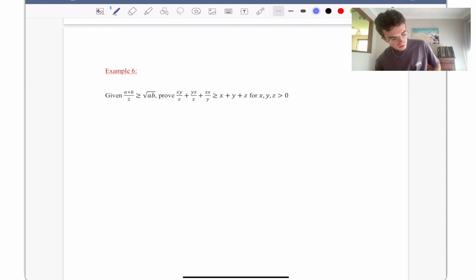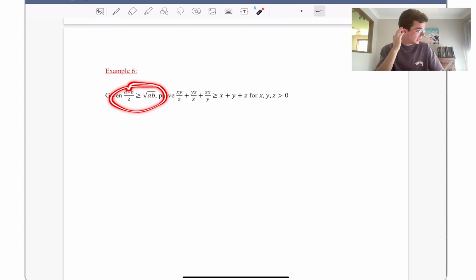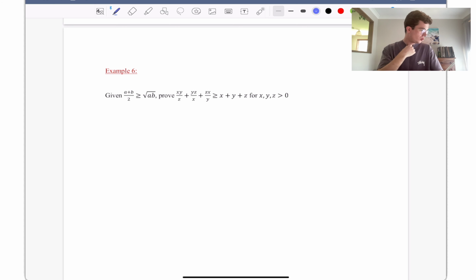Right, example 6, we've got given that a plus b on 2 is greater than or equal to root ab, prove that xy on z plus yz on x plus zx on y is greater than or equal to x plus y plus z. In this question, we are given this thing here, so it's looking like we're going to use method 2 here. So we're going to substitute in our two things.